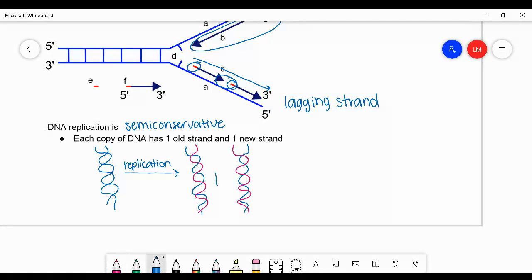I guess let me put a plus sign. We're using the old strands or the original strands as a template to create two new ones. But even though we contain one old and one new, these two things are still identical. And that is a not so short summary of DNA structure and replication.